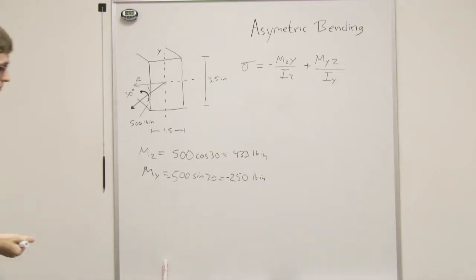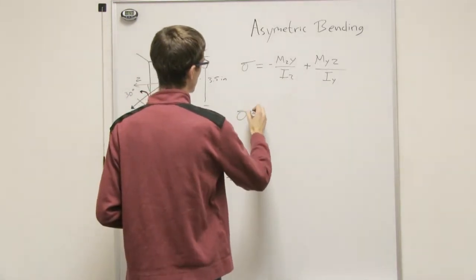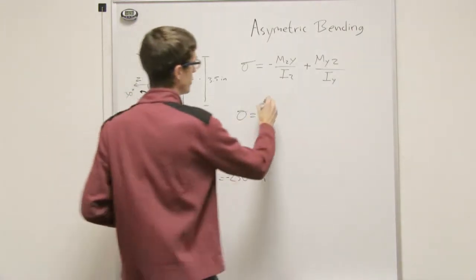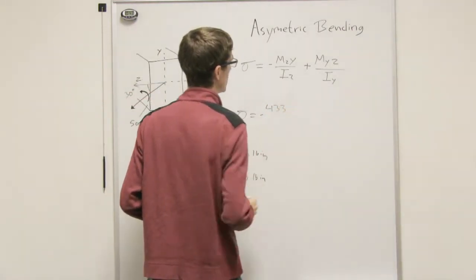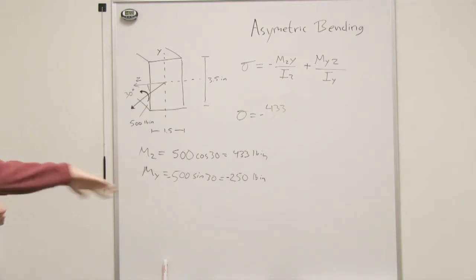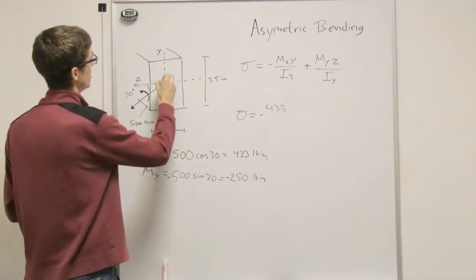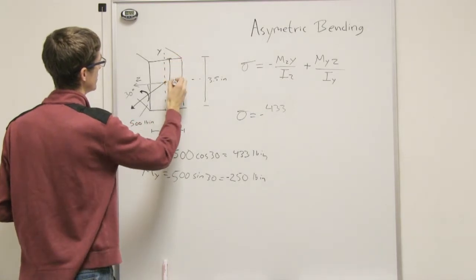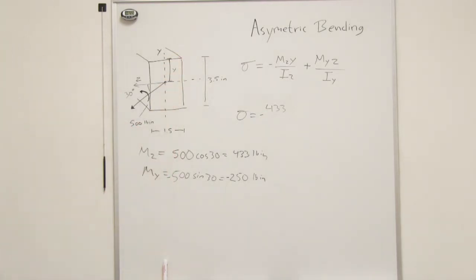All right, so let's plug that in. So our stress is equal to our negative Mz. Okay, so we found this to be 433, right? Times our y. Now our y is our distance from the z-axis, from the central axis, that distance from there to there, just like when we were doing bending normally. That'll be our y distance, so from the neutral z-axis to the top or the bottom.